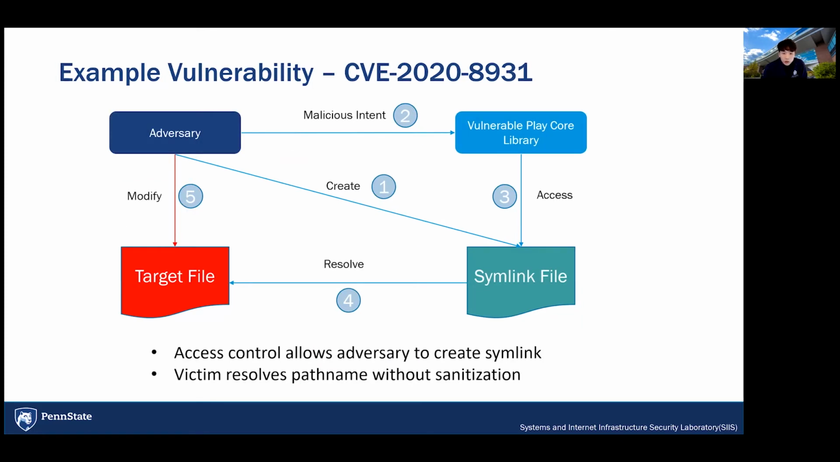So we ask, why does such an attack happen? So first, it's because access control allows the adversary to create a symlink in a directory that the victim has access to. And second, the victim resolves the path name without proper sanitization.